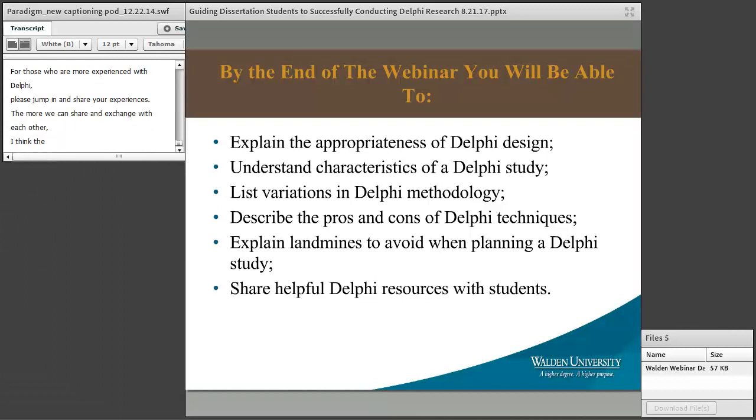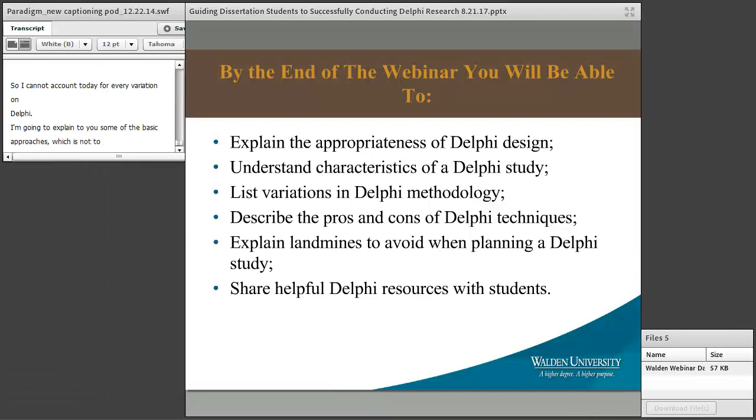Let me preface by saying that there is, again, no right or wrong approach per se, as long as it's methodologically sound. So I cannot account today for every variation on Delphi. I'm going to explain to you some of the basic approaches, which is not to say there aren't other ways of doing or conducting Delphi studies.